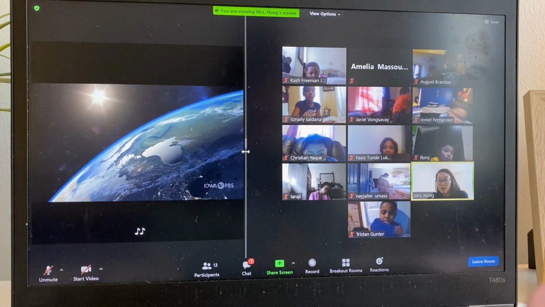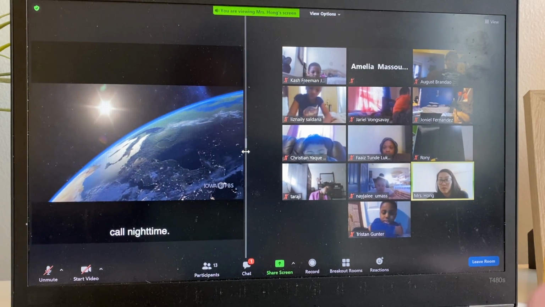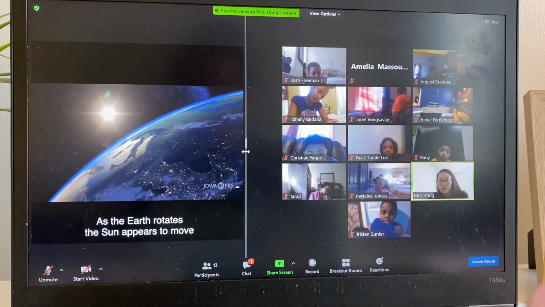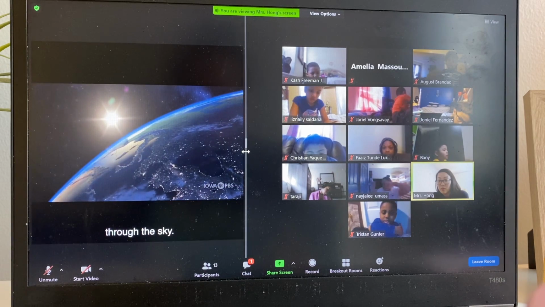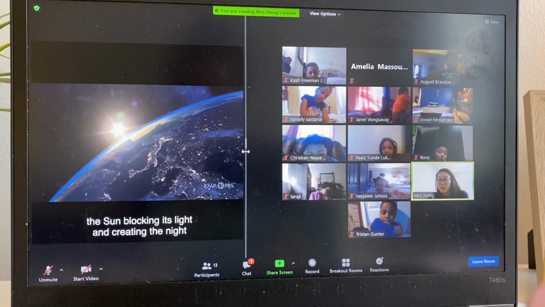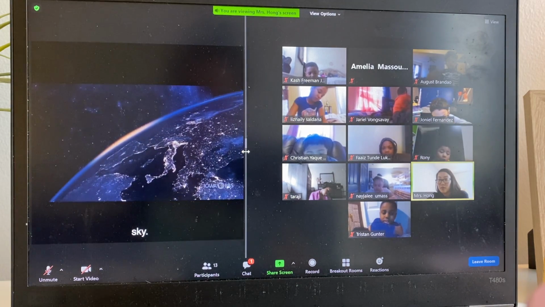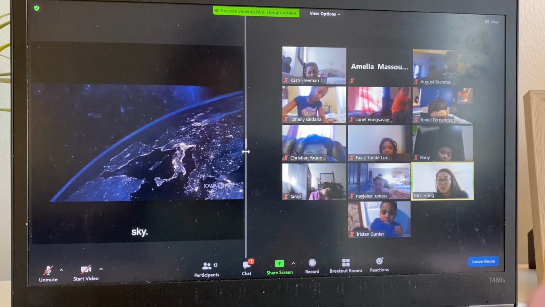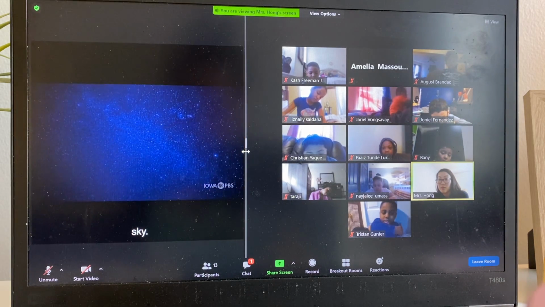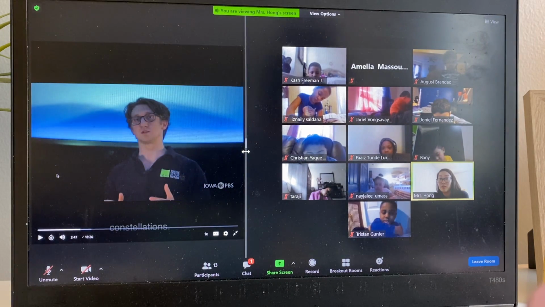So we need to wait until our half of the Earth is no longer facing the sun, which is what we call nighttime. As the Earth rotates, the sun appears to move through the sky. Eventually, the side of the Earth opposite ours faces the sun, blocking its light and creating the night sky. Among the things you might look for are constellations.